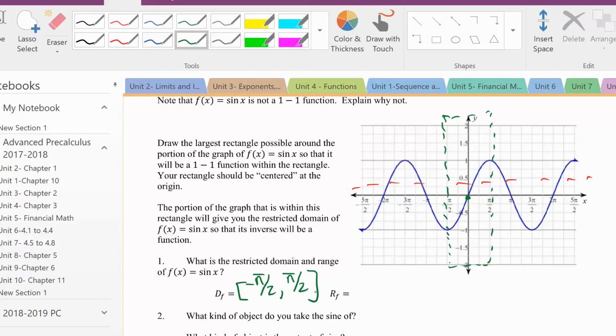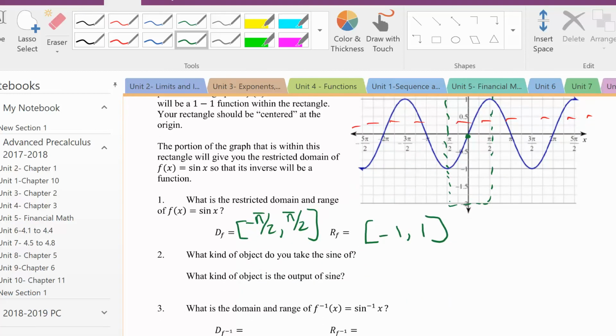The range, if you notice the range, goes from -1 to 1. And remember, what kind of object do you take the sine of? You take the sine of an angle. And what kind of object is the output of the sine? It is the y-coordinate of the unit circle.